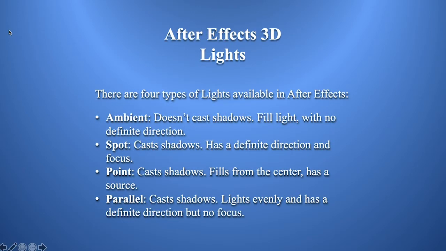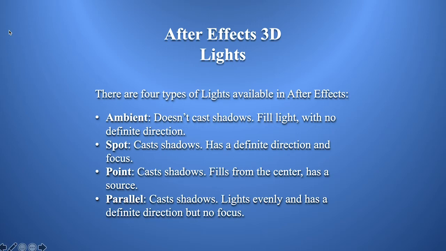After Effects 3D lights. There are 4 types of lights available in After Effects. An ambient light doesn't cast shadows. It's a fill light with no definite direction. A spotlight does cast shadows. It has a definite direction and focus.